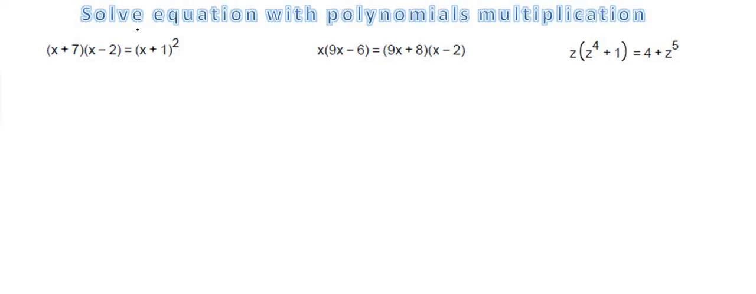Today I'm gonna talk about how to solve equations with polynomial multiplication, and we're gonna have 3 examples. For the first example, on the left hand side we have x plus 7 multiplied by x minus 2, and for the right hand side we have x plus 1 squared. So for x plus 1 squared, we can write it down as x plus 1 times x plus 1.